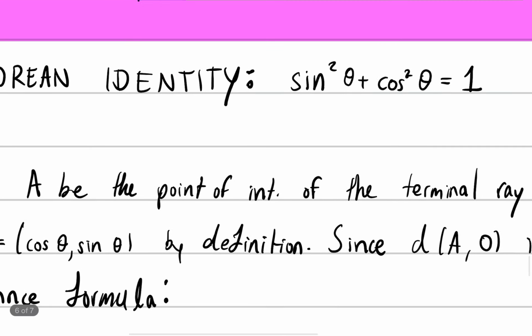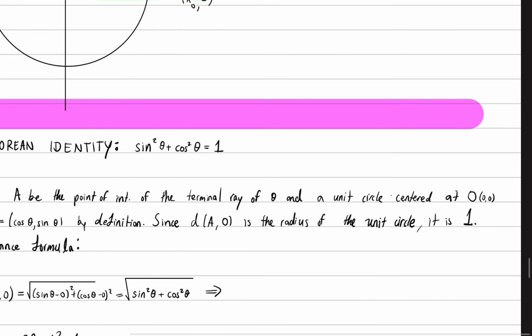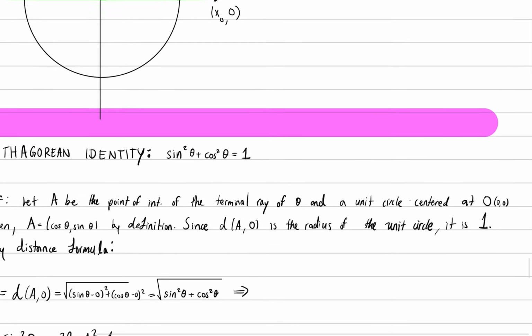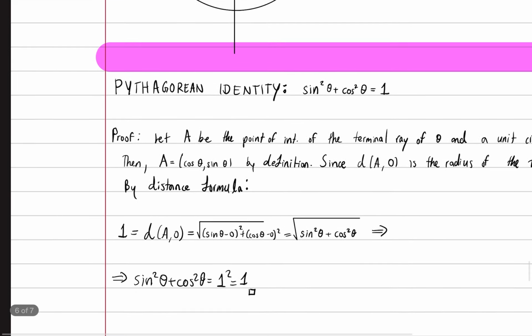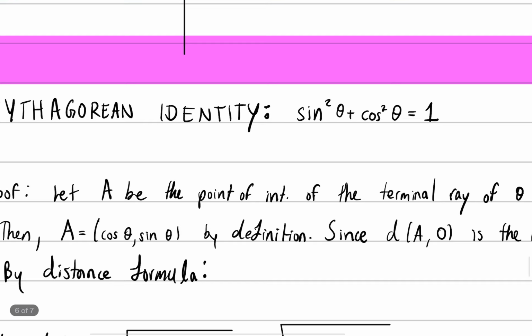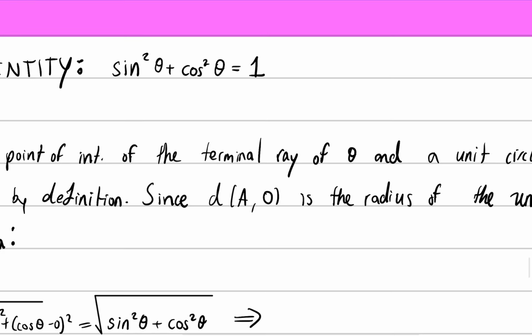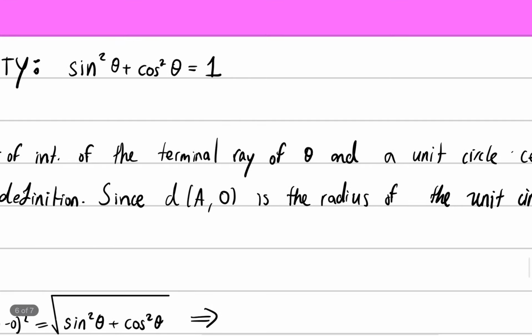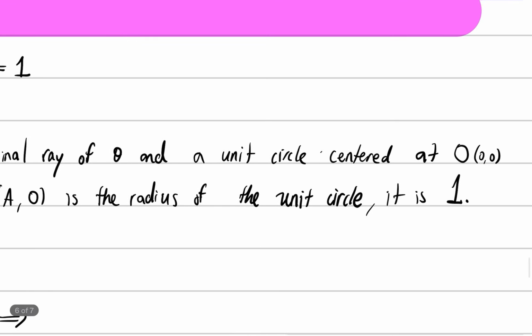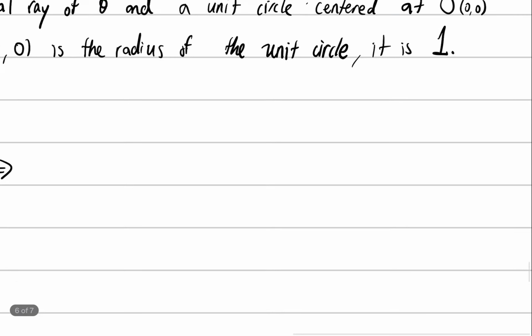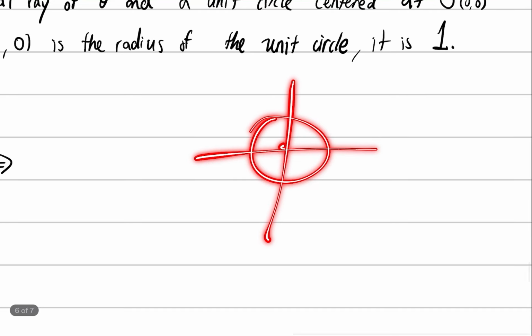Let A be the point of intersection of the terminal ray of theta and the unit circle centered at O, which is 0, 0. Then A is cosine theta, sine theta by definition. Remember, we covered this in the last video, what the definition of sine and cosine were. Since the distance between A and O is the radius of the unit circle, kind of visualize this. We have O, and we have A. What is this distance? It's the radius of the unit circle.